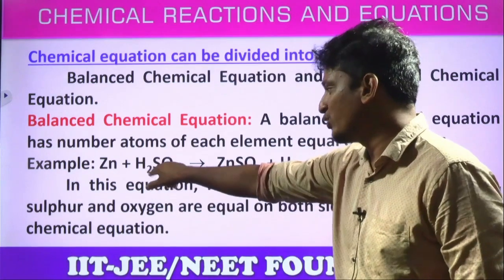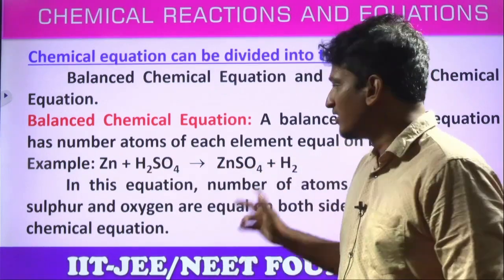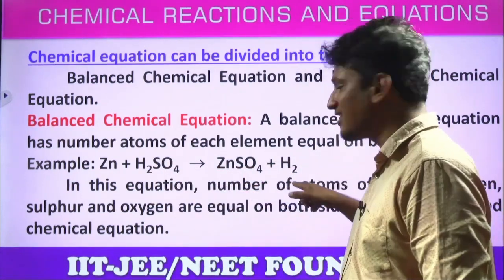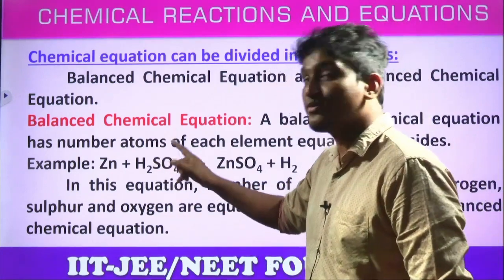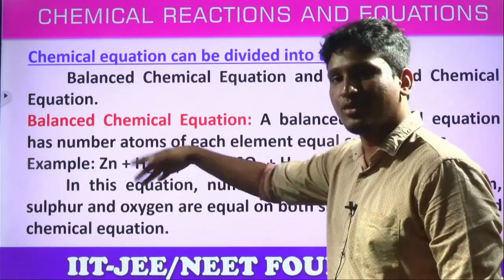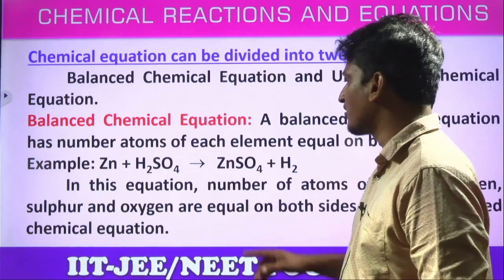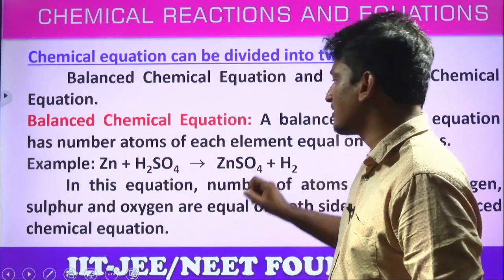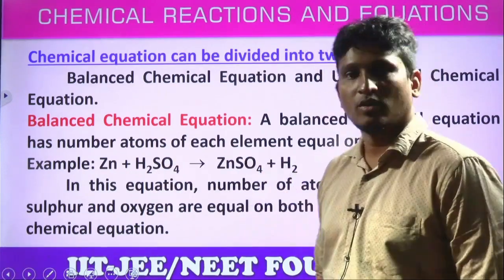Hydrogens, how many are there? 2. Here how many? 2 are there. So H2 means here also hydrogen gas, this also hydrogen gas. Here H2SO4 is a new substance, a different substance, right? How many sulfurs are there? 1 sulfur, 1 sulfur. How many oxygens? 4, 4. Got the clarity?